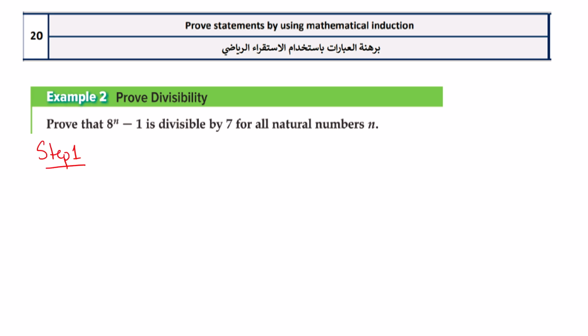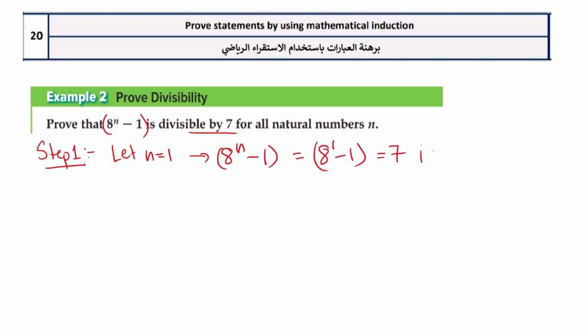So step 1, we check for n equal to 1. So let n equal to 1, we put it in this mathematical statement. What is the mathematical statement? 8 to the power n minus 1 is divisible by 7. We have to check this. So let's put n equal to 1. Then 8 to the power n minus 1, let's see what it becomes. 8 to the power 1 minus 1. So 8 minus 1 is 7. So definitely 7 is divisible by 7, which is itself. So every number is divisible by itself. Therefore, we know that the mathematical statement is true for n equal to 1. We have verified this. We have checked this.